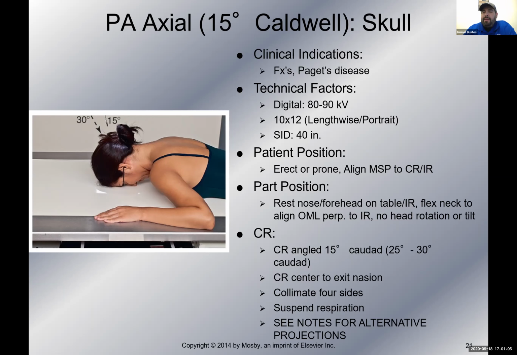80 to 90 kVp, 40-inch SID. Again, put the patient either erect or prone. Erect is the preferred position. Align the mid-sagittal plane to the center of the IR and CR. Now, for this PA projection of the skull, we want to make sure that we get the OML perpendicular to the image receptor.